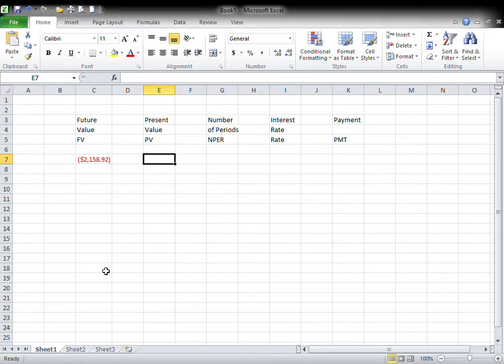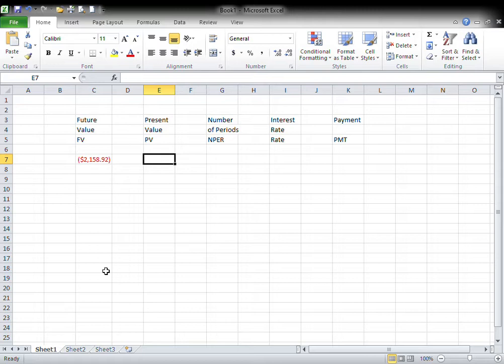For present value, you can do the same thing. With a future value, we're taking money from the present and seeing what it's going to be worth in the future. In solving for the present value, we're taking money we're going to be receiving in the future and discounting it back to today to see how much that is worth in today's dollars.